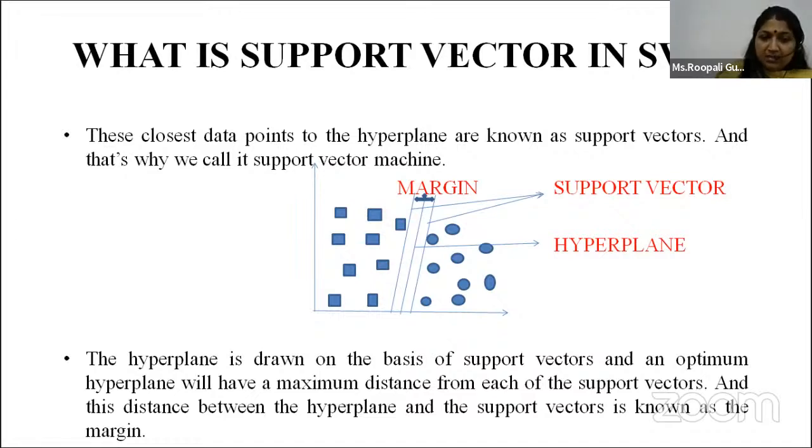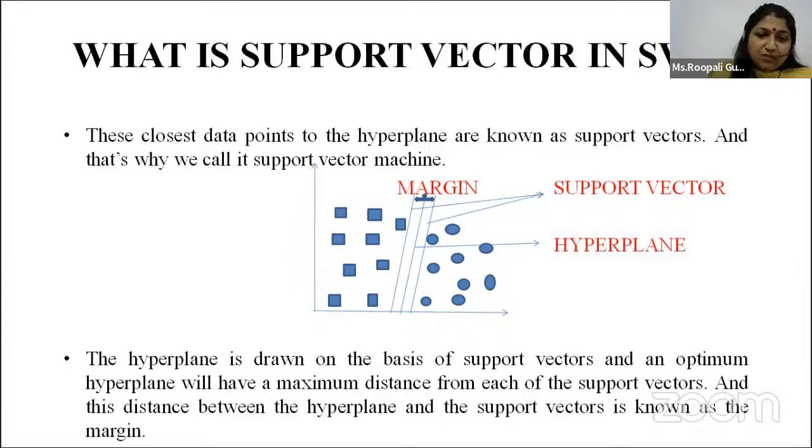The hyperplane is basically drawn on the basis of support vectors, and an optimum hyperplane will have a maximum distance from each of the support vectors. This distance between the hyperplane and the support vector is known as the margin. Now the question comes into your mind: why should the distance be maximum? The distance should be maximum because then it will be very easy to differentiate the two classes. Because if some new object gets added, it will become difficult to categorize whether I have to put that new object in class 1 or class 2.